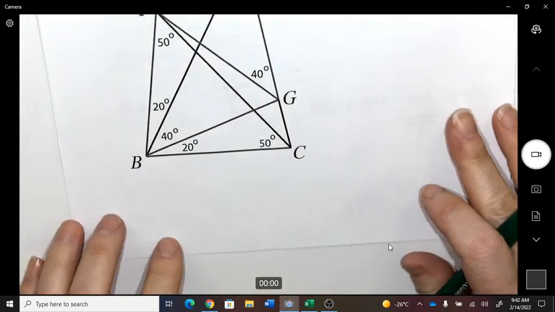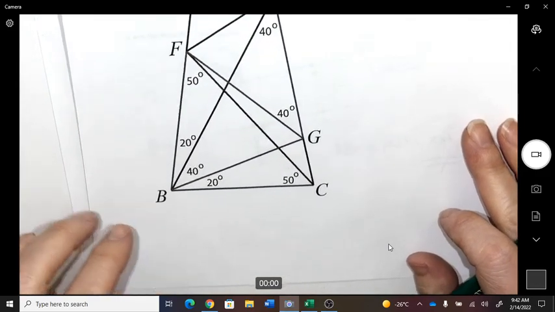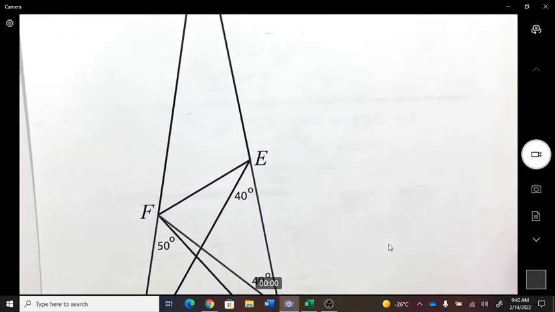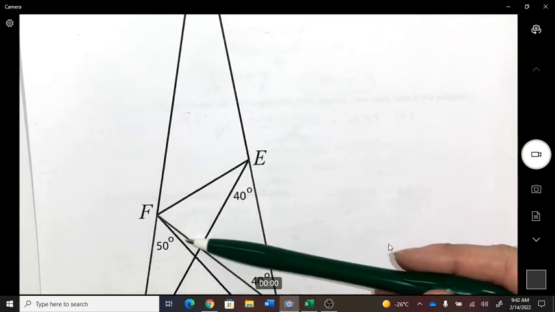Alright, what do you think? Do you want me to do this one, or do you feel like we've kind of seen enough? What do you want? Do you want me to do this one, or do you feel like we've kind of seen a few of these already?